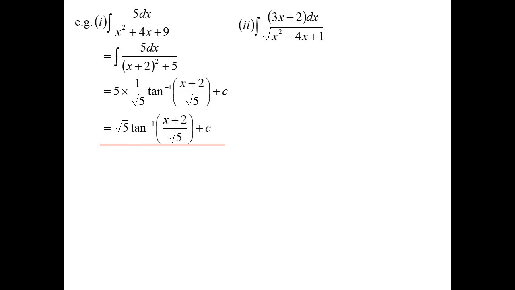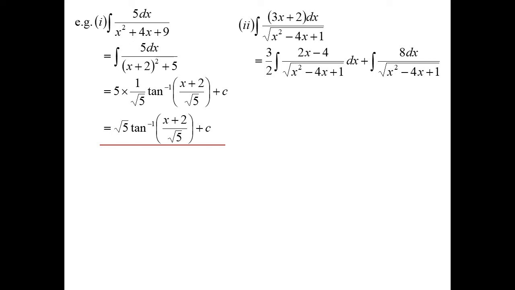Now, the square root of x squared minus 4x plus 1. Oh, but hang on, there's also 3x on the top, not a constant. So this one I have to split into two integrals. The first integral, what I do is I create the derivative on top. Now the derivative of x squared minus 4x plus 1 is 2x minus 4. I can't change the question. I had 3x, not 2x, so I'll multiply it by 3 on 2.